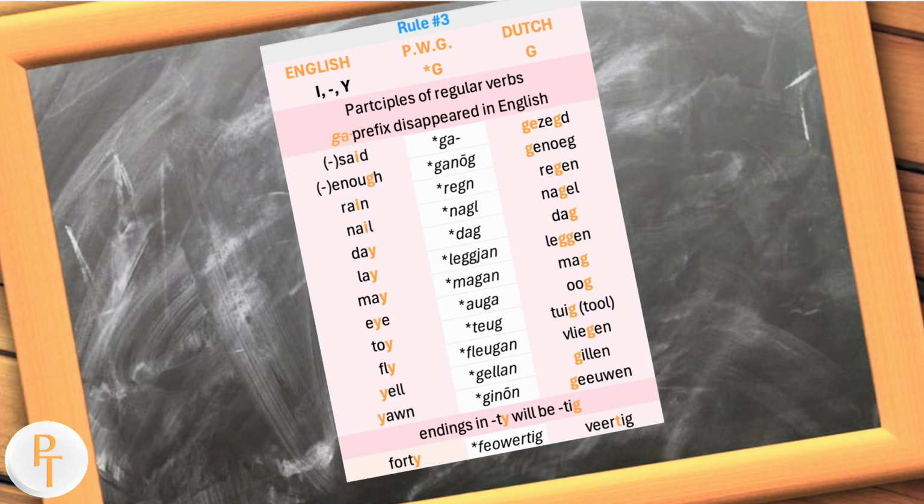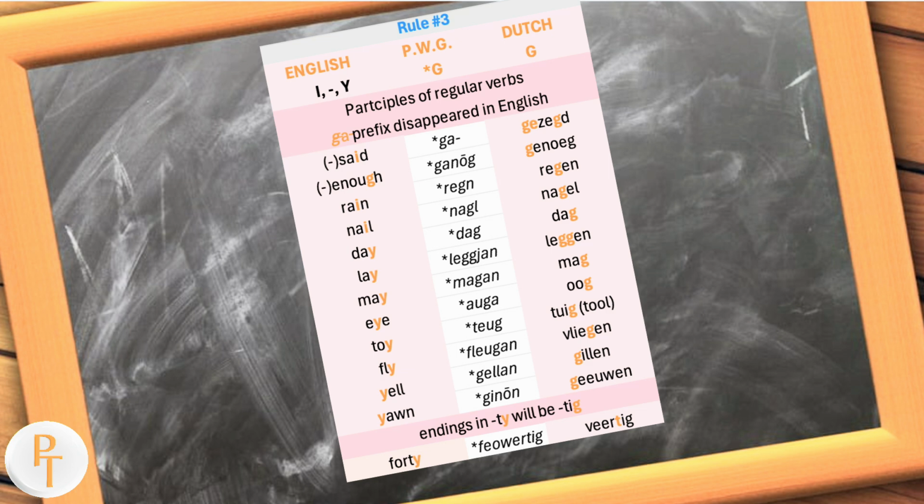Rule number 3. It seems that Anglo-Saxon didn't like G's that much. They either made them disappear or turned them into I's or Y's. For instance, in Proto-West Germanic, the past participle of verbs started with the prefix "ga", something that in Dutch became "ge", but it disappeared completely in English. So to say "said", in Dutch you would say "gezegd". You can see another G there that English also turned into an I.